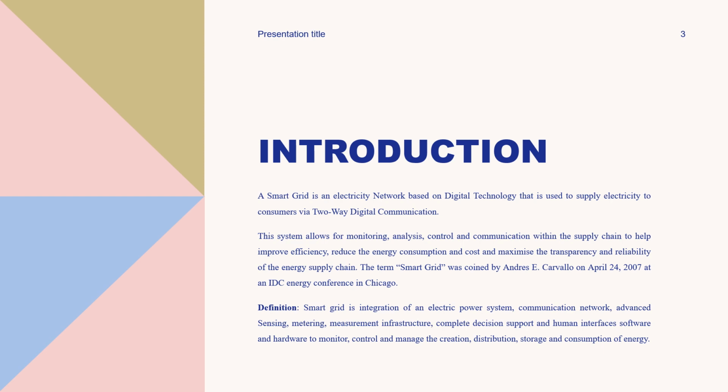Definition. Smart grid is an integration of an electric power system, communication network, advanced sensing, metering, measurement infrastructure, complete decision support, and human interface software and hardware to monitor, control, and manage the creation, distribution, and storage consumption of energy.